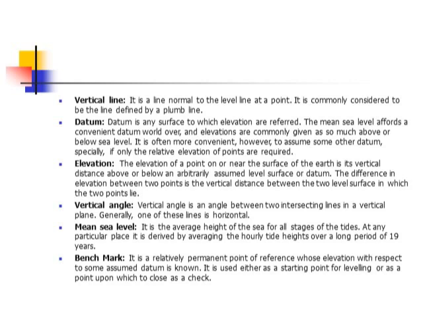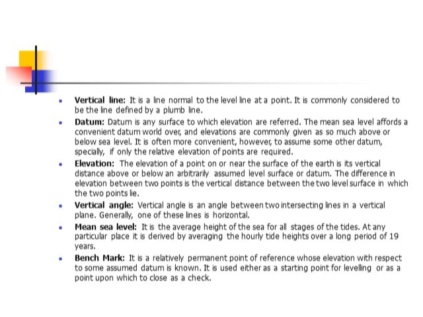Elevation. The elevation of a point on or near the surface of the earth is its vertical distance above or below an arbitrarily assumed level surface or datum. The difference in elevation between two points is the vertical distance between the two level surfaces in which the two points lie.